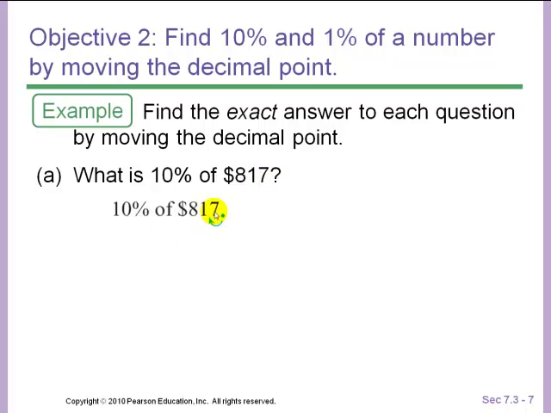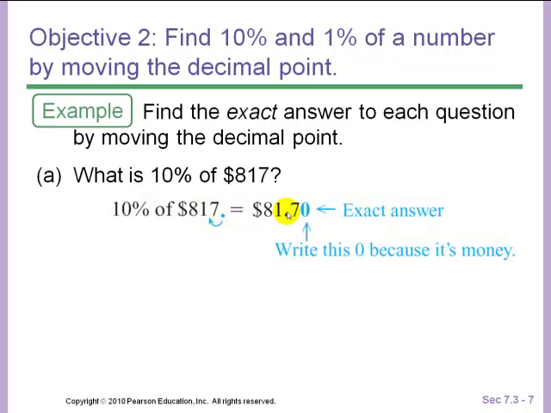So what is 10% of 817? The decimal point is always after the ones place at the end of a number, and we're going to move it one place. So it'd be 81.7. Since it is a money answer, we put the 0 in, so we'd have $81.70. So if something is 10% off, and it's $817 normally, to find 10%, just move the decimal point one place, and that's your 10%.